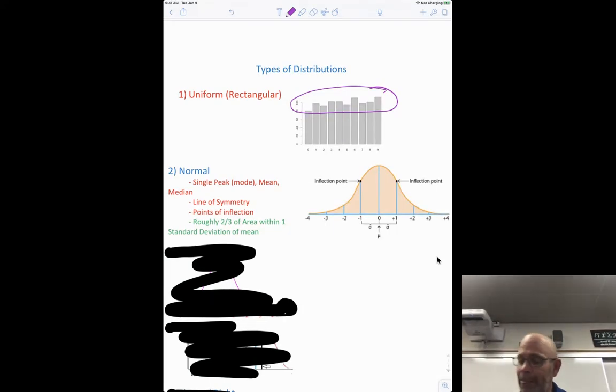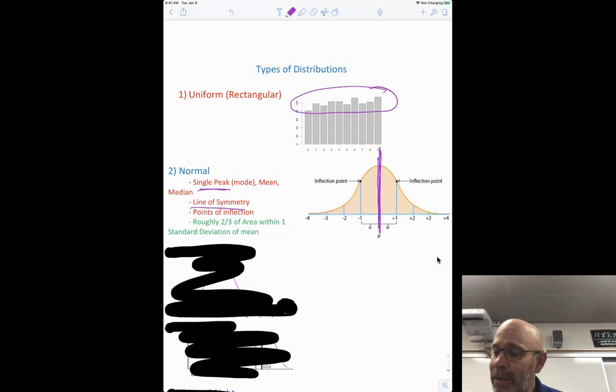So this is what a normal curve looks like. Nice little picture of it. It's got some properties that I'll tell you about right now. The basic shape is what you're looking for. The properties here: there's a single peak. That peak is the mean, the median, and the mode. We're going to talk more about those words later on. If you don't know what those are, don't worry about it. I'm sure some of you probably do. It has a line of symmetry right smack in the middle.